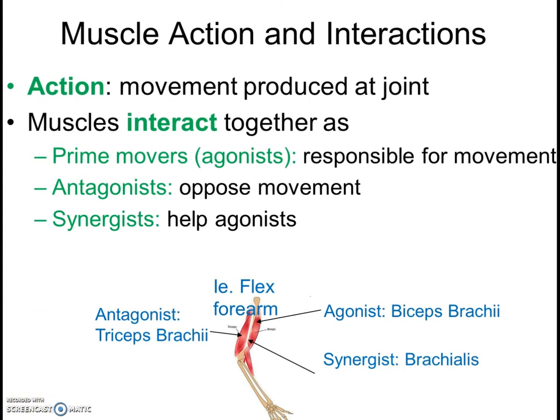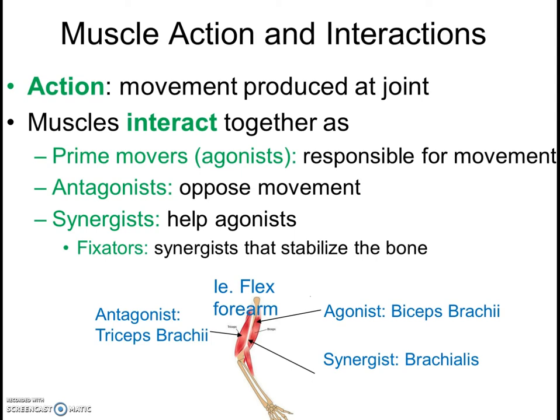One more thing before we move on. Certain synergists are considered fixators, and these would be synergists that help with the main movement, and they help so by stabilizing the bone.